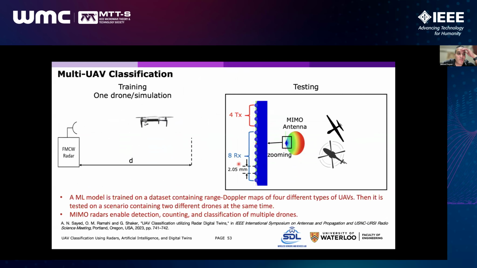Then we move to the topic of multi-UAV classification. In this, a machine learning model is trained on a dataset containing range Doppler maps of 4 different types of drones: helicopter, fixed wing, hexacopter, and a quadcopter.